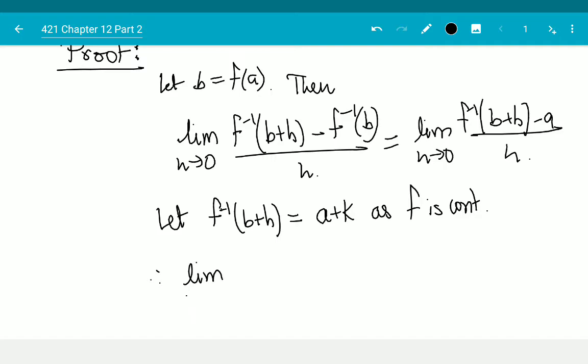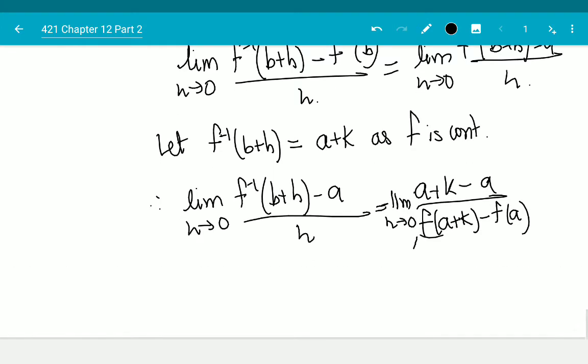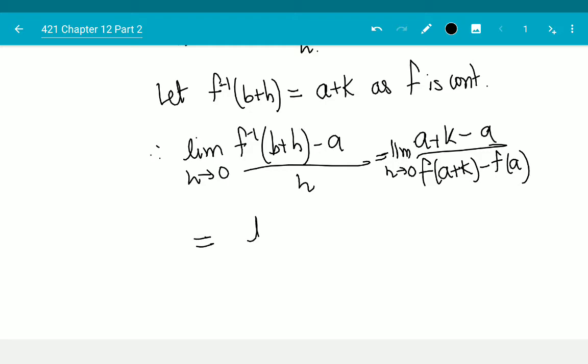Therefore, the limit as h tends to 0 of f inverse of b plus h minus a over h, with f inverse of b plus h equal to a plus k, is a plus k minus a over h. Let me be slightly sneaky. On the top, I have a plus k, but on the bottom, I have f of a plus k minus f of a. This is the limit as h tends to 0 of k over f of a plus k minus f of a.